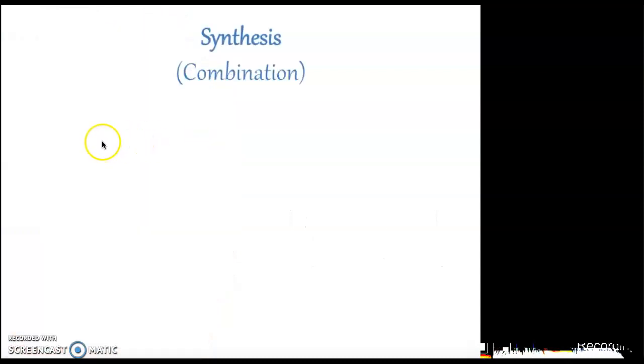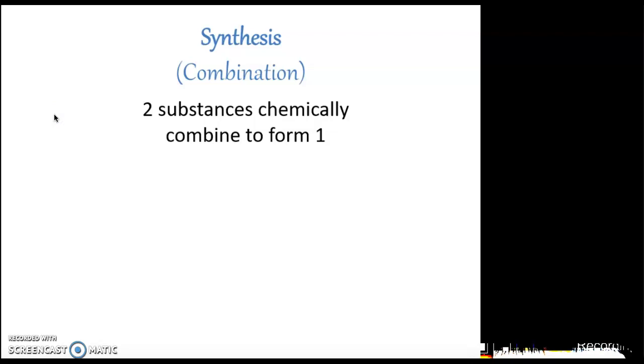Okay, so the first type of reaction is called a synthesis reaction. It's also known as a combination reaction. In a synthesis reaction, we have 2 or more substances that chemically combine to form one larger substance. So we have substance A reacts with substance B to produce substance AB.